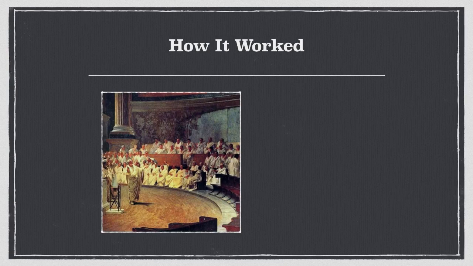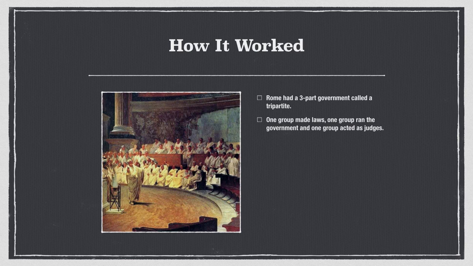So let's take a look at how this all worked. It's important to understand that Rome had a three-part government. They had one group that made the laws, one group that ran the government, and one group that acted as judges. Now, one of those groups was called the consuls, and there were 2 of them. They were patricians. They were chosen every year, and they're the ones that ran the government and they ran the army.